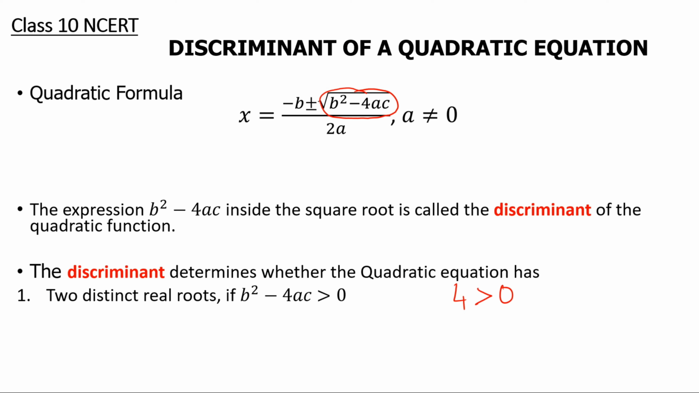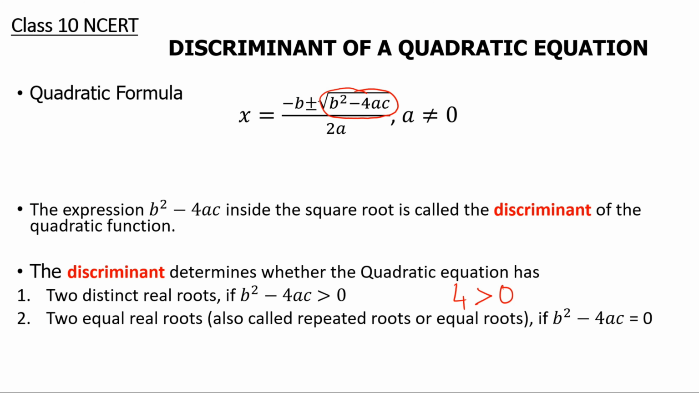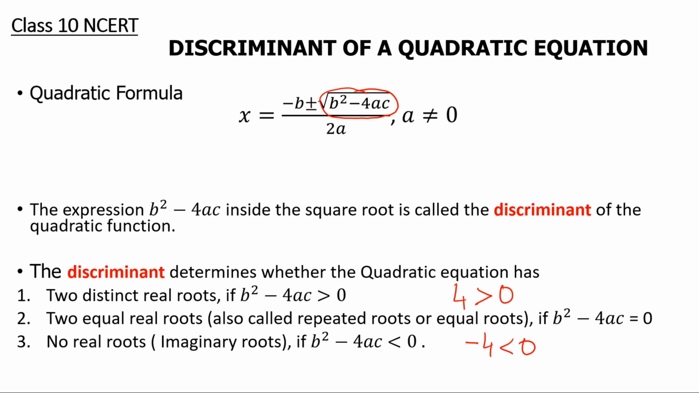then we are going to have two distinct real roots. Two equal real roots, which is also called repeated roots or equal roots, we would get if b squared minus 4ac is equal to 0. So when we substitute the values of a, b and c and we get 0, then we are going to get two equal real roots. And the last one is no real roots, also called imaginary roots or complex roots, if b squared minus 4ac is less than 0, something like minus 4 less than 0, because if you put minus 4 under the root, this becomes imaginary, right? So we say no real roots.